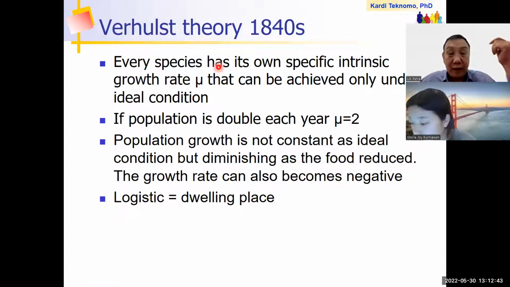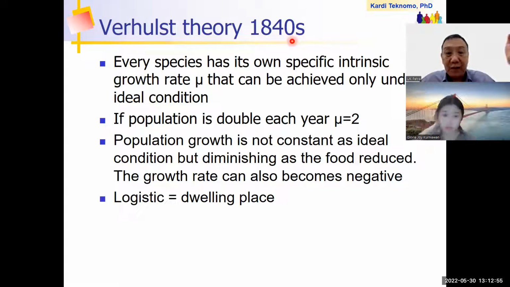So then the same model earlier, which was developed by Verhulst in 1840, is called the logistic curve. It says that every species has its own specific intrinsic growth rate, which we call mu, that can be achieved only under ideal conditions. Say, for example, if the population doubles each year, then mu is 2. So the population growth is not constant as in the ideal condition, but diminishing as the food reduces.